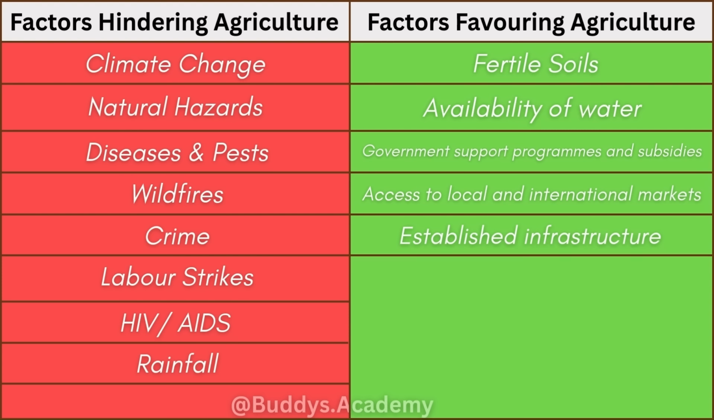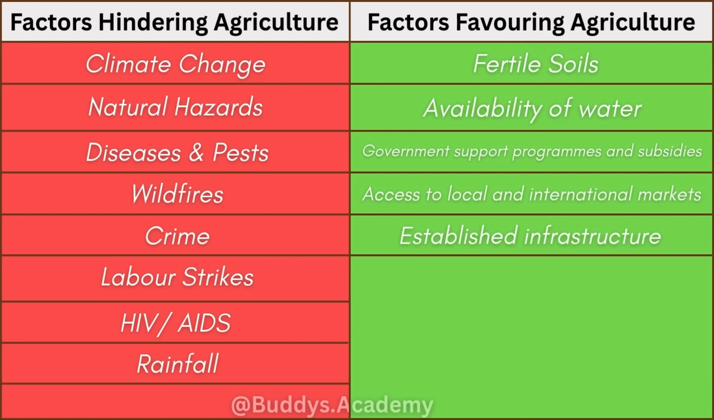Another major factor that's going to hinder agriculture will be HIV and AIDS. Now, in rural areas, people are not going to have access to medication. That means they're just going to get more and more sick and obviously end up dying. Also, a major negative factor would be rainfall. Now, in South Africa, we have very low and unpredictable rainfall. So that is going to lead obviously to your crop failure and your droughts.